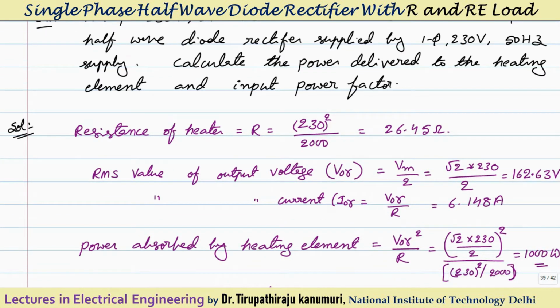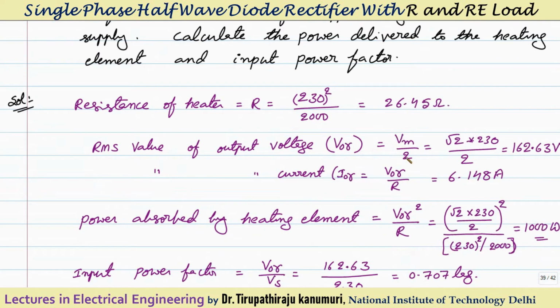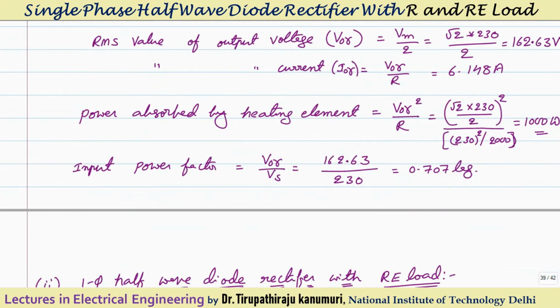Now the RMS value of the output voltage, which we have already derived, is V maximum by 2. Similarly the RMS value of the current will be equal to VOR divided by R. We get 6.148 amperes. Now the power absorbed by the element is VOR square divided by R. Either you can calculate with this or IOR square multiplied by R. Whichever procedure you use, you will get the value as 1000 watts.